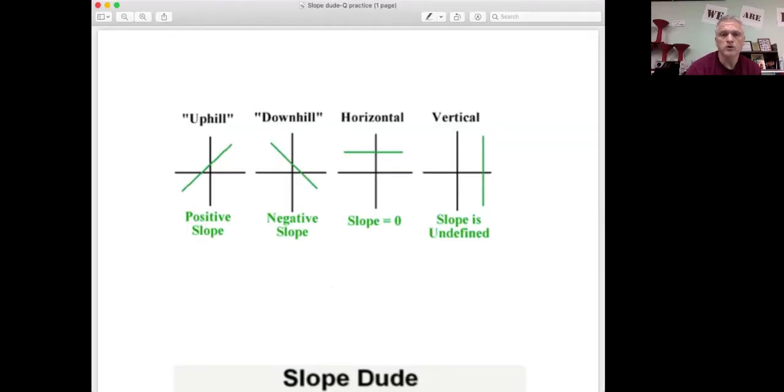Positive slope rises to the right. Okay? Remember, we always go left to right, just like when you read. So it's like you're going uphill. Negative slope goes down or falls left to right, going downhill. Horizontal line has zero slope. Vertical line, slope is undefined.